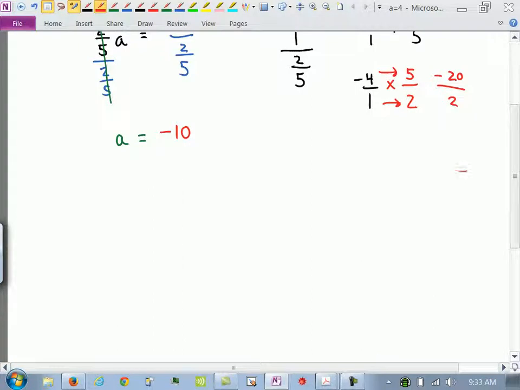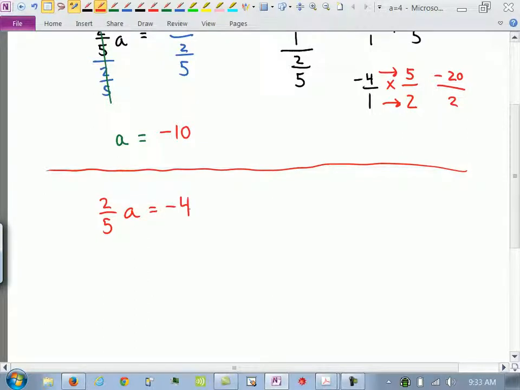Here's another approach. Okay, same exact problem. We'll take our 2/5 A equals -4, and instead of dividing by 2/5, because it's a fraction, and only because it's a fraction, I'm going to multiply both sides by its reciprocal. So whatever I see there, 2 over 5, I multiply both sides by that flipped. So I will multiply the left side by 5 over 2, multiplication with the dot. And whatever I do on the left side, I must do on the right side, so 5 over 2 on the right.